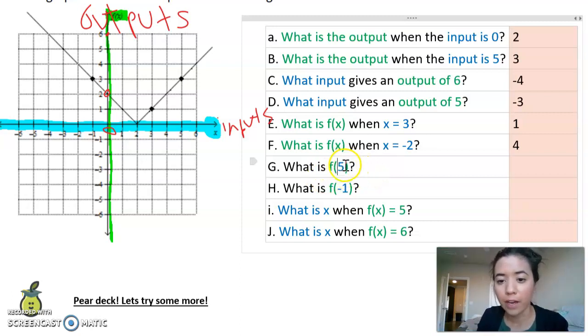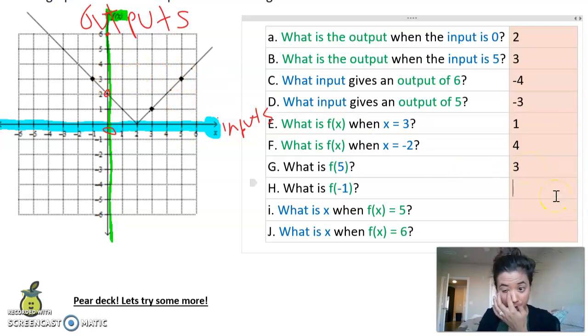So I'm going to find 5 on my blue axis. That's why it's blue. I'm going to find 5 on my blue, which is right here. And my function equaled 3. Again, if you're given the blue one, find it, and then you move up, and it's 3.